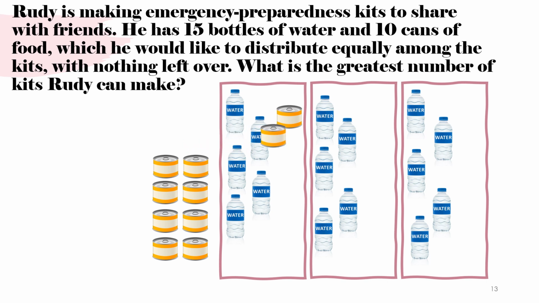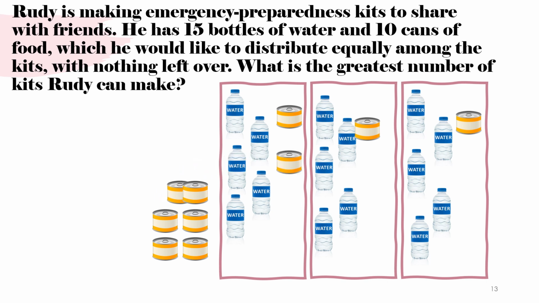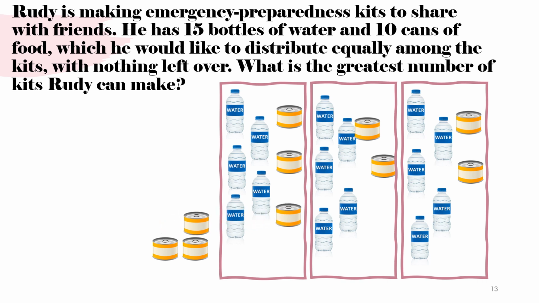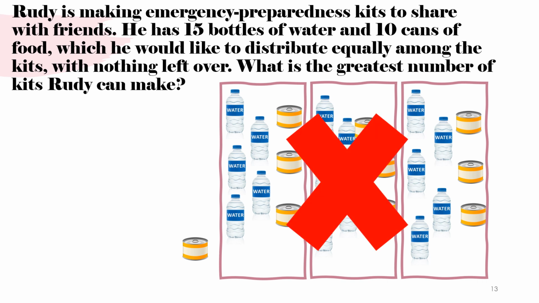So we're going to start distributing our cans of food. Each kit now has 1. Each kit now has 2 cans of food. Each kit now has 3 cans of food, but there's 1 can of food left over. So we know that this is not going to work. 3 kits does not work.